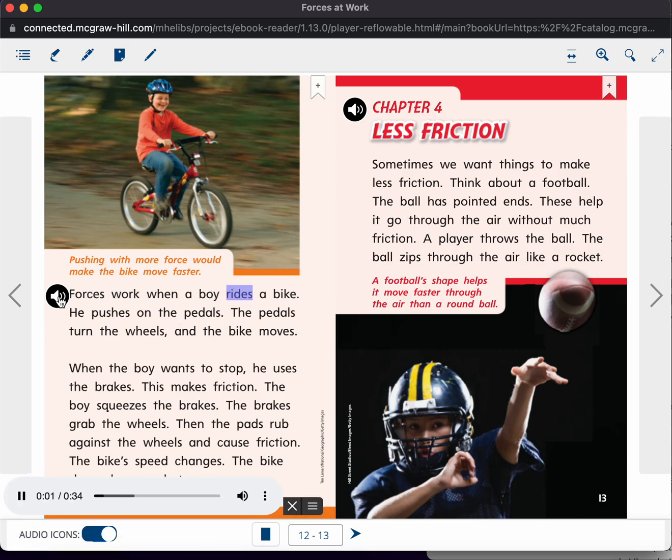Forces work when a boy rides a bike. He pushes on the pedals. The pedals turn the wheels and the bike moves. When the boy wants to stop, he uses the brakes. This makes friction. The boy squeezes the brakes. The brakes grab the wheels. Then the pads rub against the wheels and cause friction. The bike's speed changes. The bike slows down and stops. Caption: Pushing with more force would make the bike move faster.